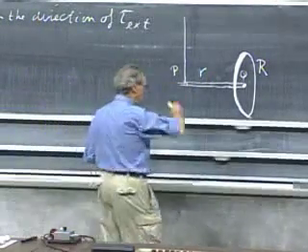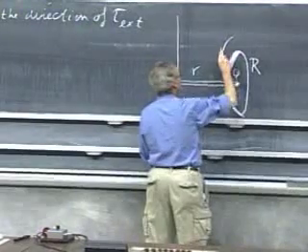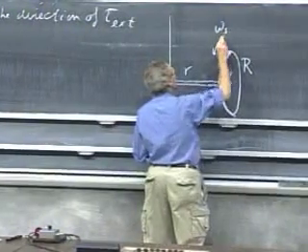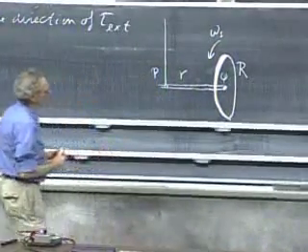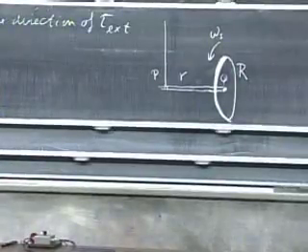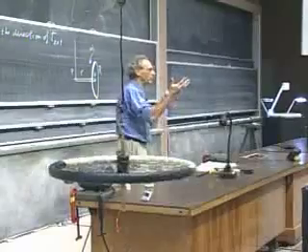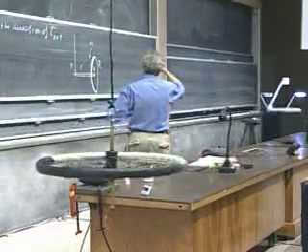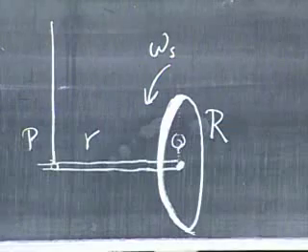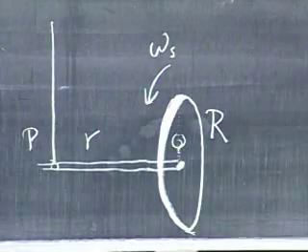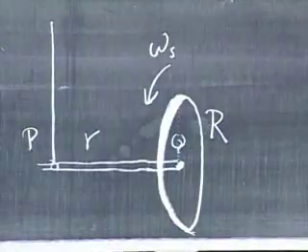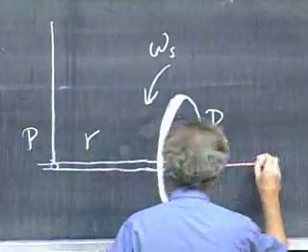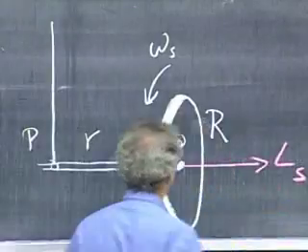Suppose now I give it a spin in this direction, omega s. S stands for spin. In what direction is now the spin angular momentum? Use your hands, your thumbs. Spinning in this direction, angular momentum is in this direction. That's the spin angular momentum, L spin.